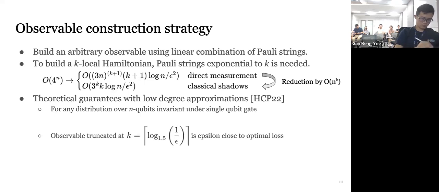Okay, so for our work, we don't actually go into the theoretical aspects of this, but this does show that the observable construction strategy might be possible under certain sets of quantum states. So heuristically, we can still use this as some approximation method.